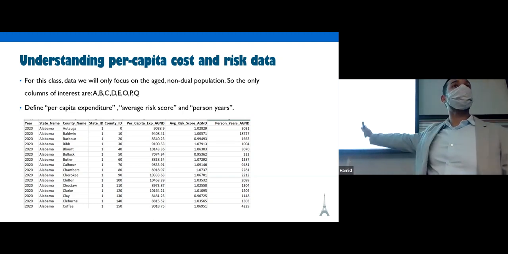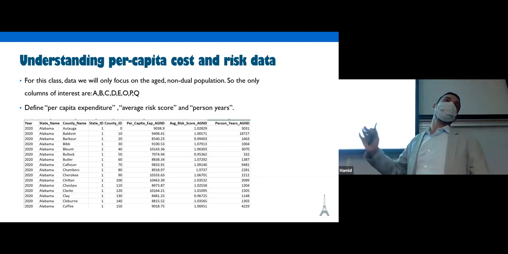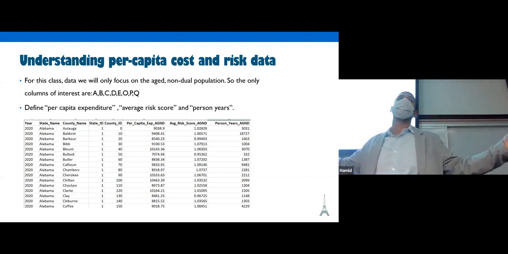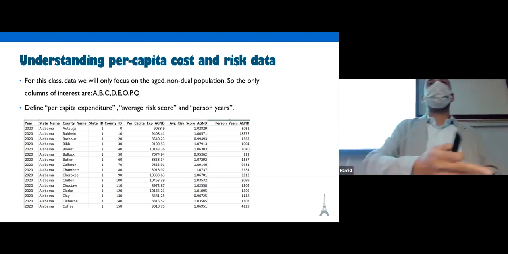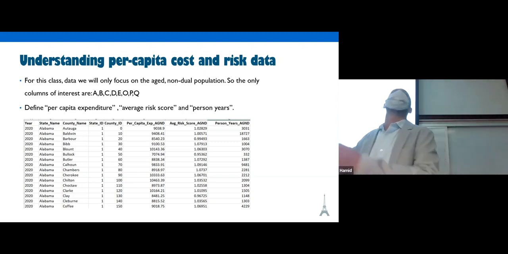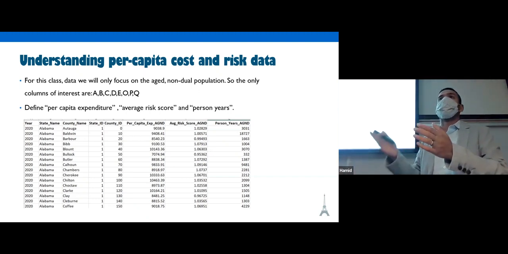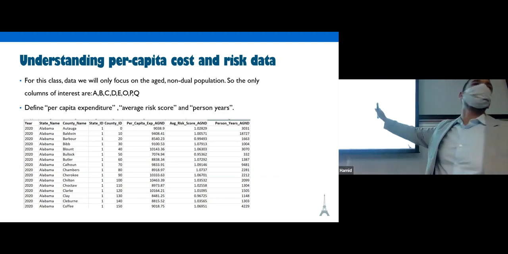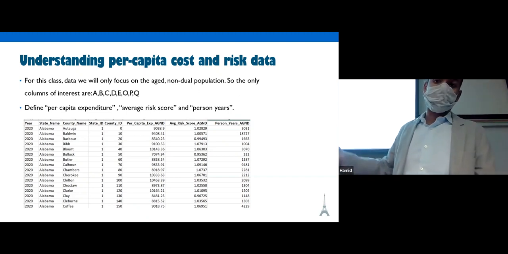And then person years is kind of a confusing term. It basically just means people. CMS uses the term person years because sometimes people are not eligible for the entire year, right? Maybe they're eligible just for 8 months and then they die. Or maybe they're eligible for 8 months and they move away, move abroad or anything. So there are certain cases where a person may not be eligible for the entire year. It may be a partial person. That's why they call it person years, but it's just a fancy term for number of people.